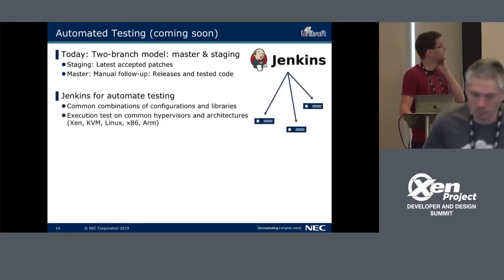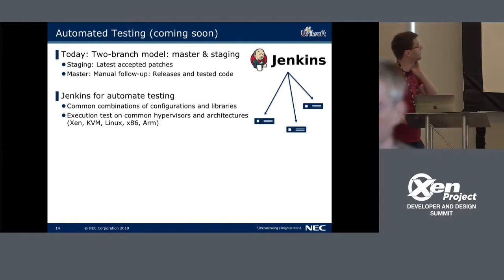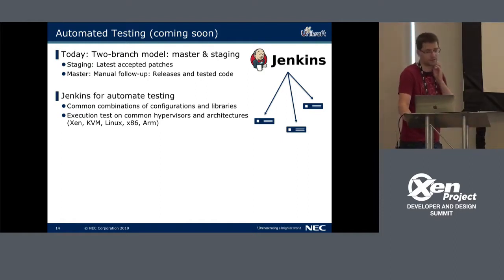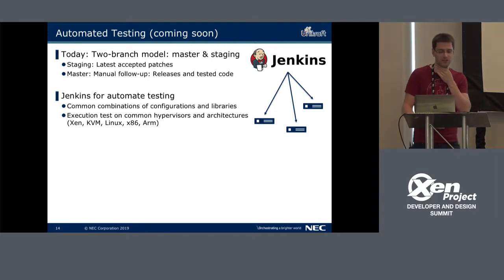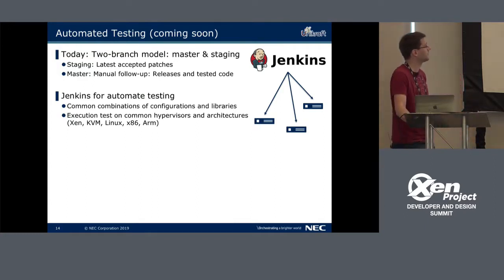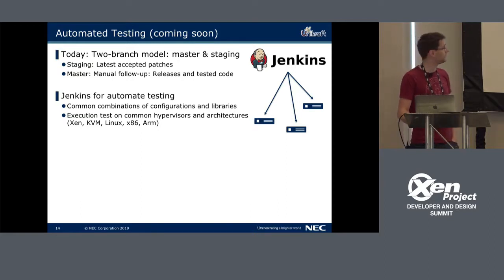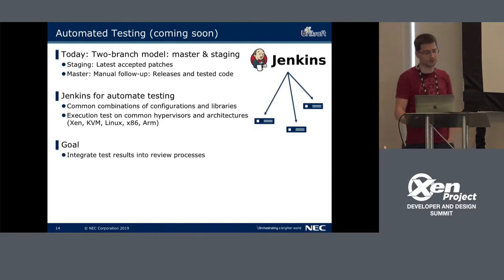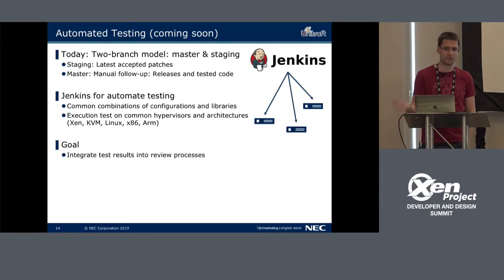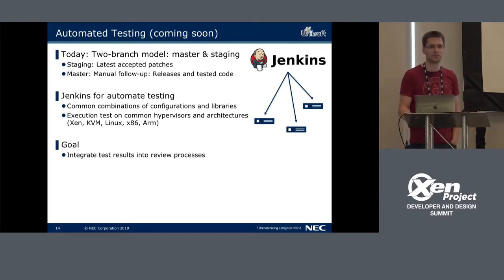What we want to do is, we started looking into Jenkins to have the common combinations and configurations, and putting libraries in and out. We wanted to do that automated, and also do execution tasks on the different hypervisor environments that we support and also the different architectures. And of course, the goal is to integrate that into the reviewing process, so that we also know that the patches we're accepting are not breaking anything existing.